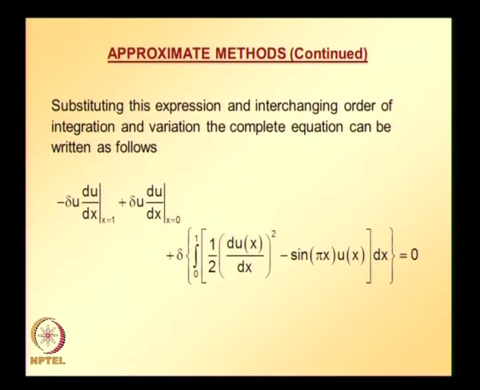Also note that an admissible trial solution satisfies essential boundary conditions, and satisfying essential boundary conditions means that for any value of the parameters a1, a2, an, the admissible trial solution satisfies the essential boundary conditions.